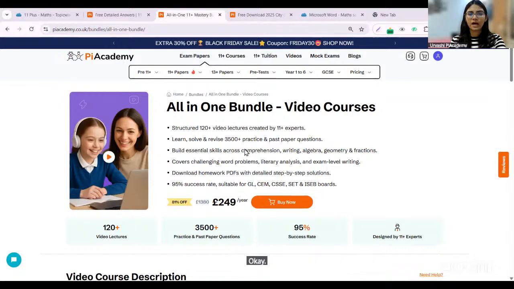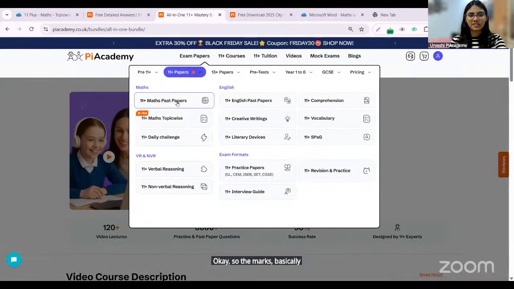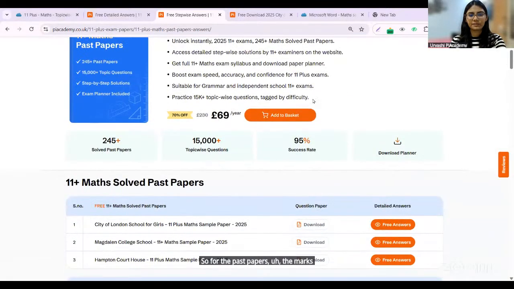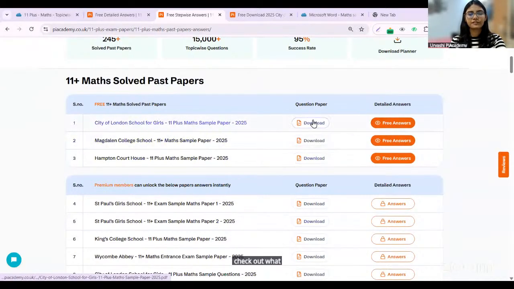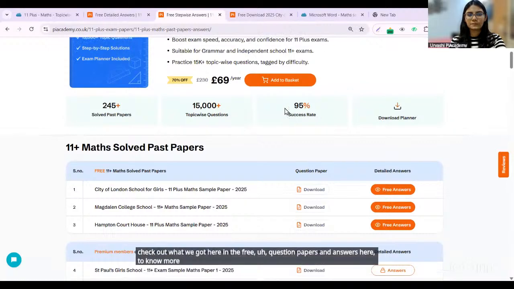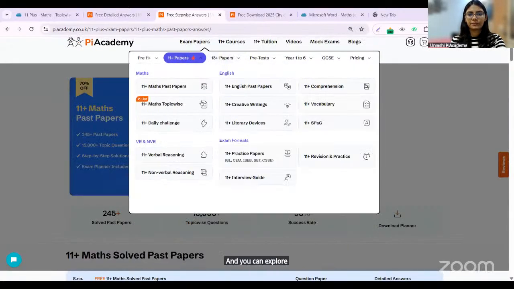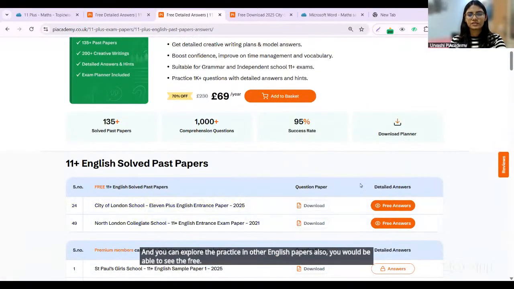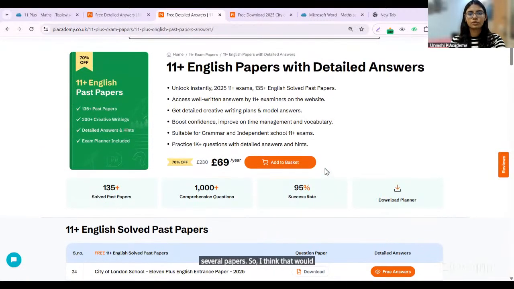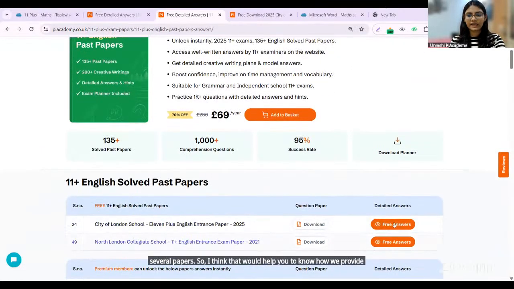Okay, so the marks, basically these are the past papers. For the past papers, the marks are already, I think, mentioned in the question paper itself. You can check out what we got here in the free question papers and answers to know more about it. And you can explore the practice in other English papers also. You would be able to see the free sample papers, so I think that would help you to know how we provide and what we provide in terms of answers and solutions.